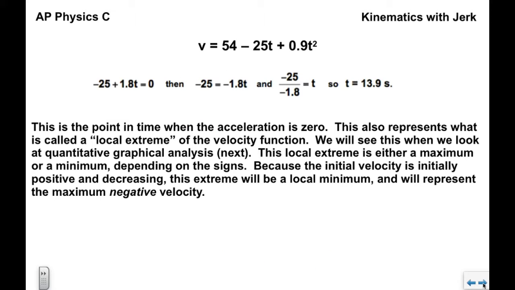Now, this is the point in time when the acceleration is 0. It also represents what is called a local extreme of the velocity function. We'll see this when we look at quantitative graphical analysis. This local extreme is either a maximum or a minimum depending on the signs in that velocity function. Our initial velocity is positive and decreasing because we have a negative acceleration term. We will see that this extreme, as a local minimum, represents the maximum negative velocity before it starts going positive again.